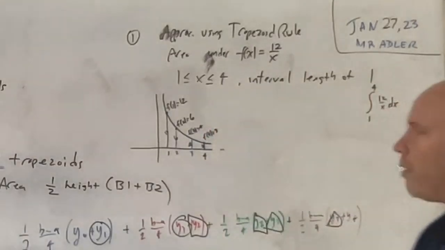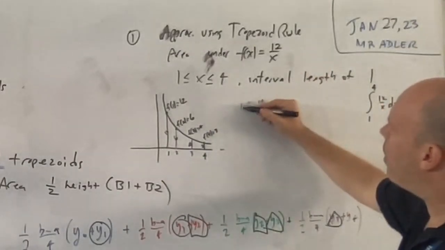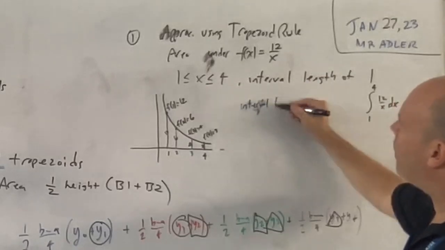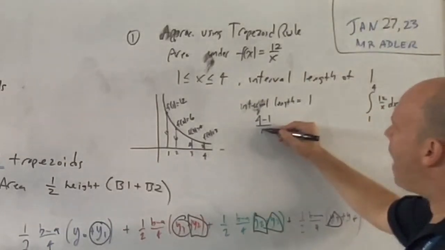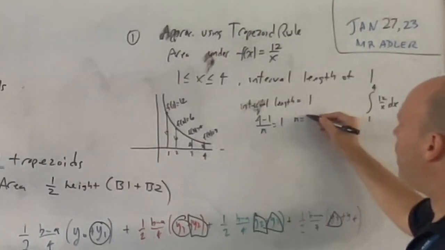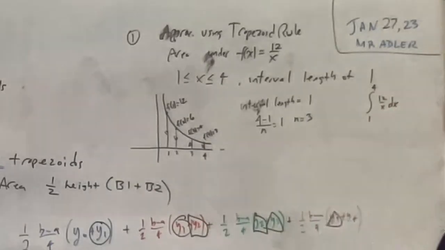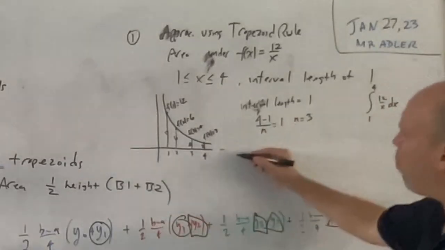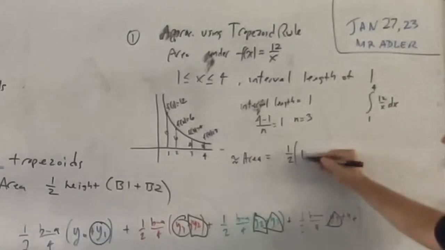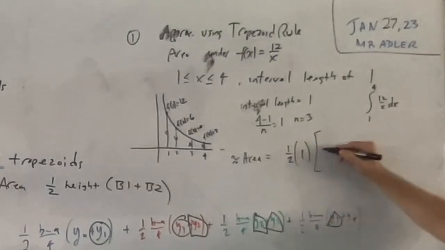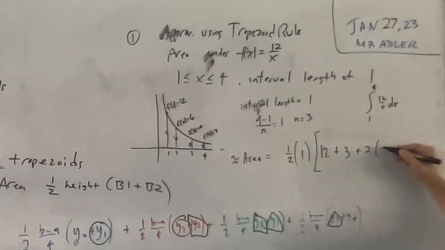So the formula is very straightforward. The interval length equals 1, so 4 minus 1 over n equals 1. Therefore n equals 3, so 3 trapezoids. You're not really asked that, but use your art skills to figure that out. And then we can use the formula. The approximate area is equal to 1/2 the interval length times the first base plus the last base plus 2 times the middle bases.